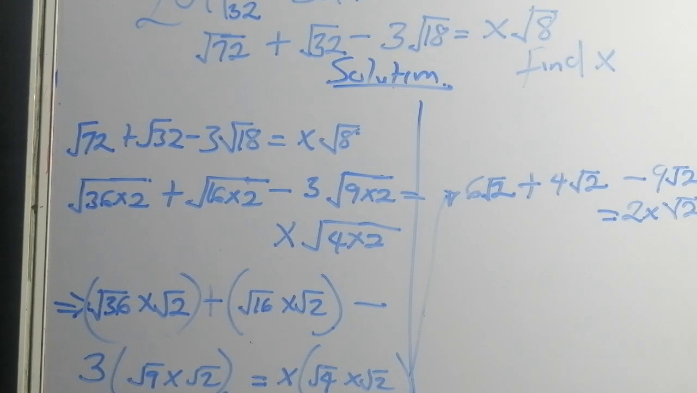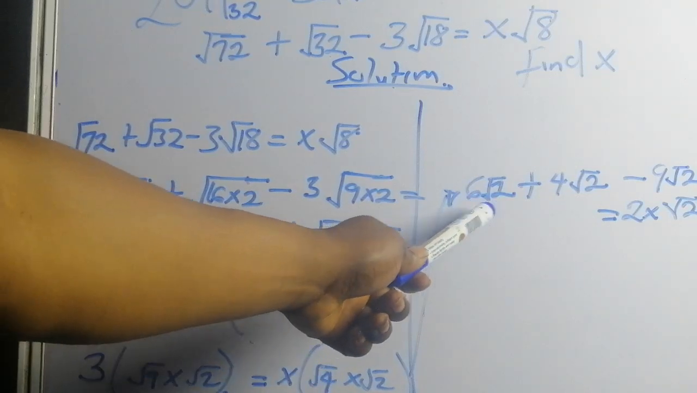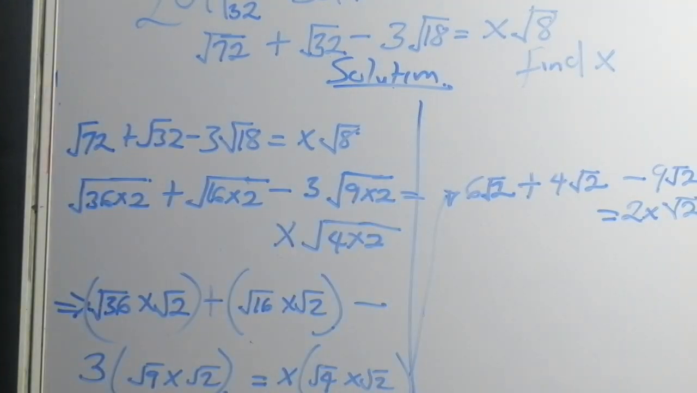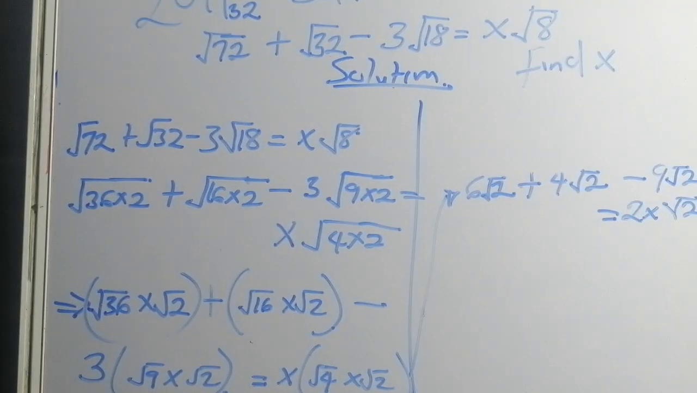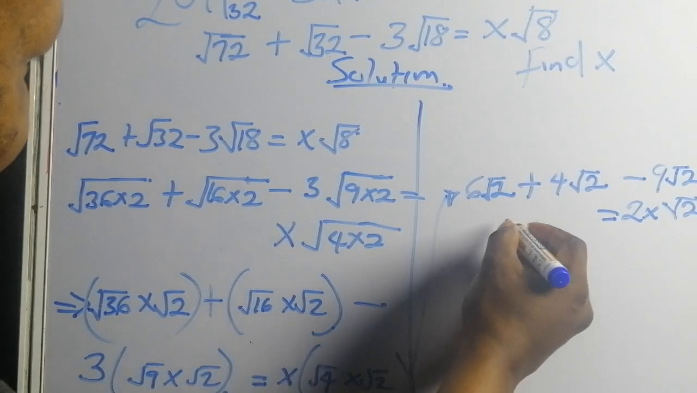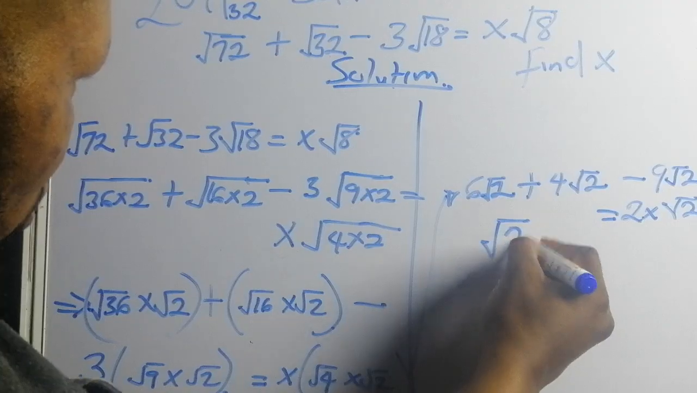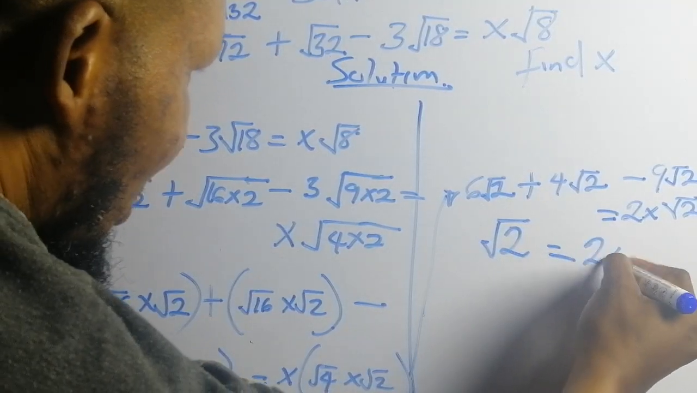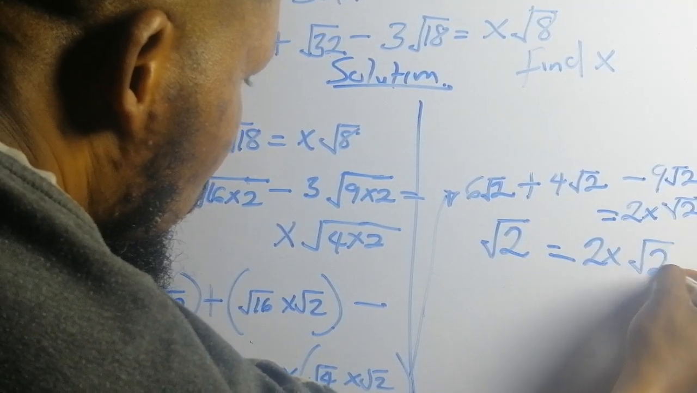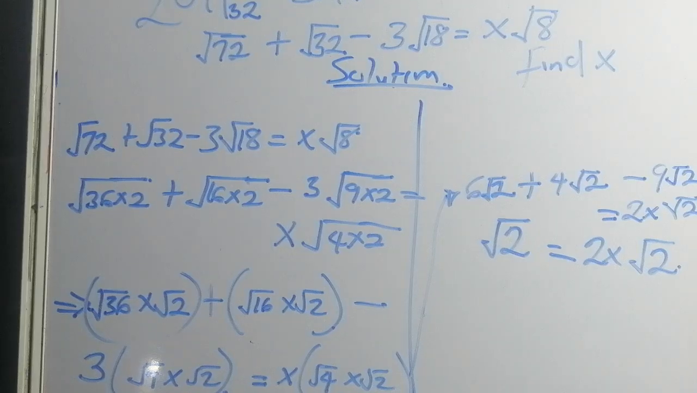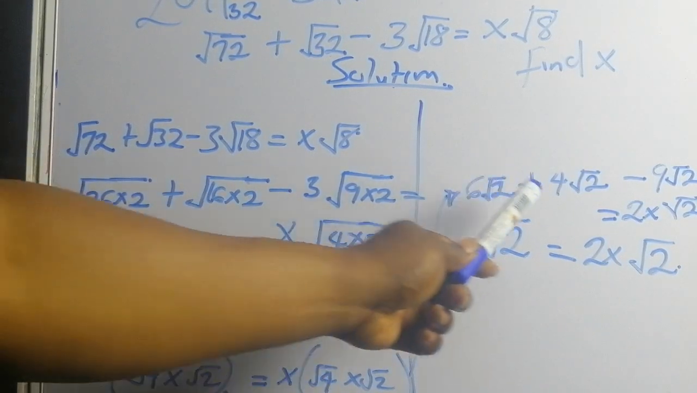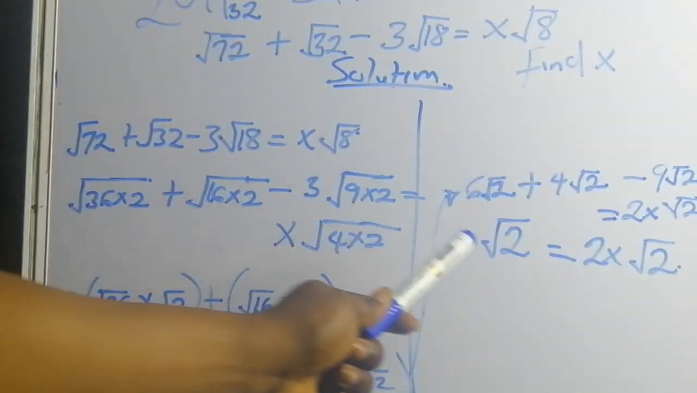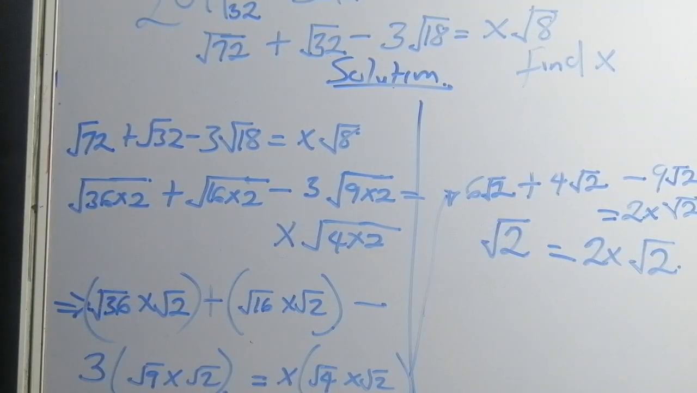So what do I need to do? I can now add 6 plus 4, 10. Okay. 10 minus 9, that is what? 1. So it means this one is the same thing as writing root 2 equals 2x root 2. It's as simple as that. 6 plus 4, 10. 10 minus 9, that is 1. So it means I have 1 root 2, which is still the same thing as root 2. It's as simple as that.